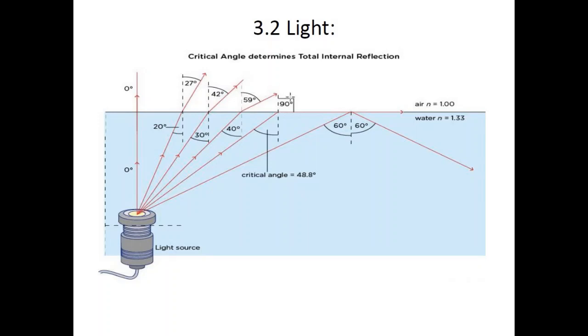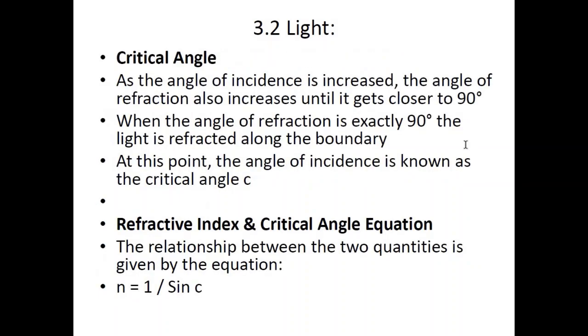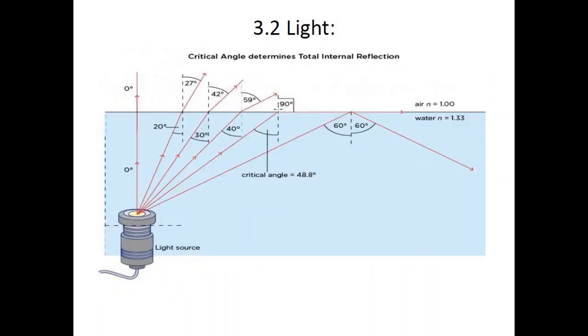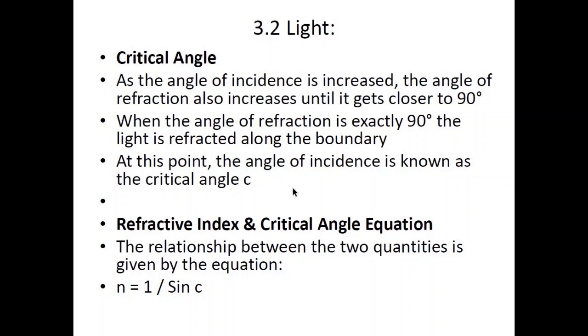As you can see, when the refracted angle became 90, the light ray traveled along the boundary of the water surface. At this point, the angle of incidence is known as the critical angle C. So the point at which the refracted angle becomes 90 degrees means the light ray travels parallel to the surface or the edge of the medium. In such a case, the incident angle of the light ray is known as the critical angle. This is denoted by small c.